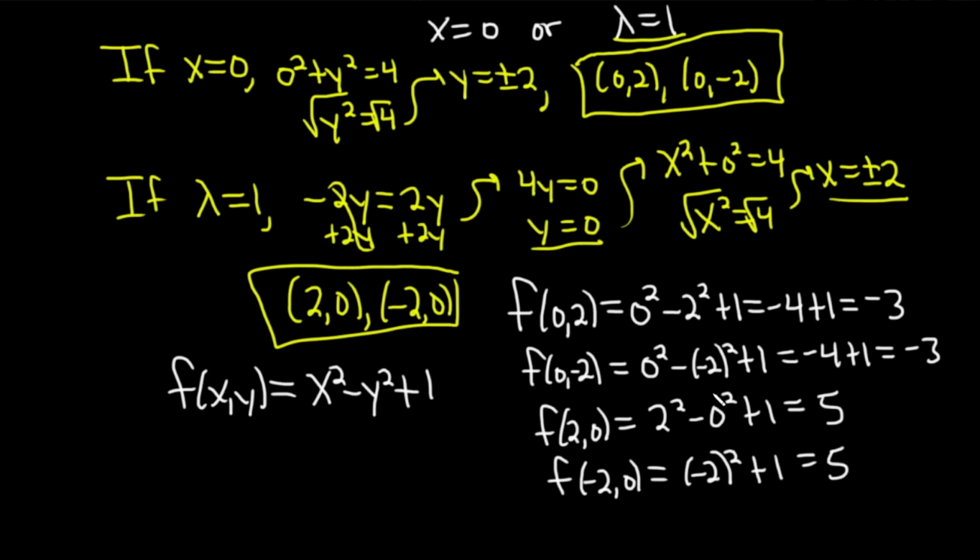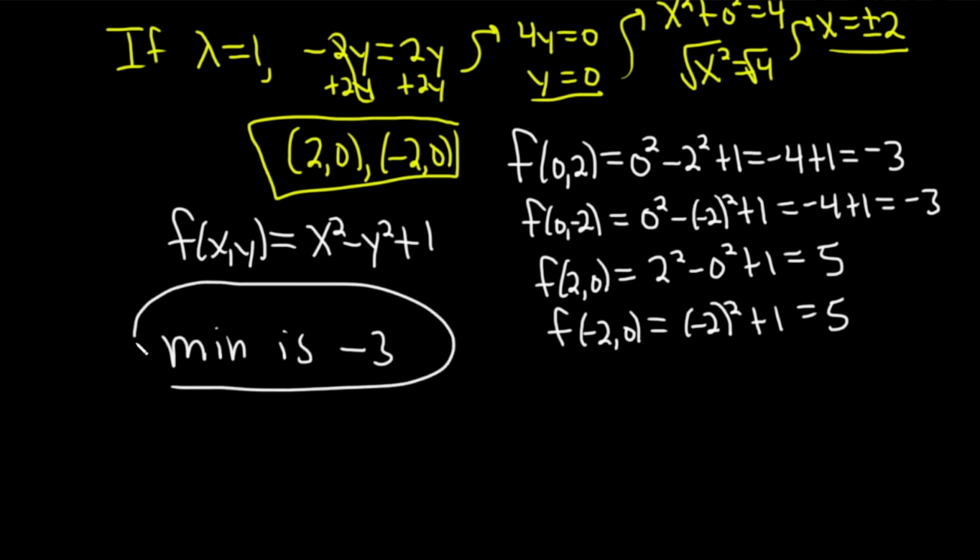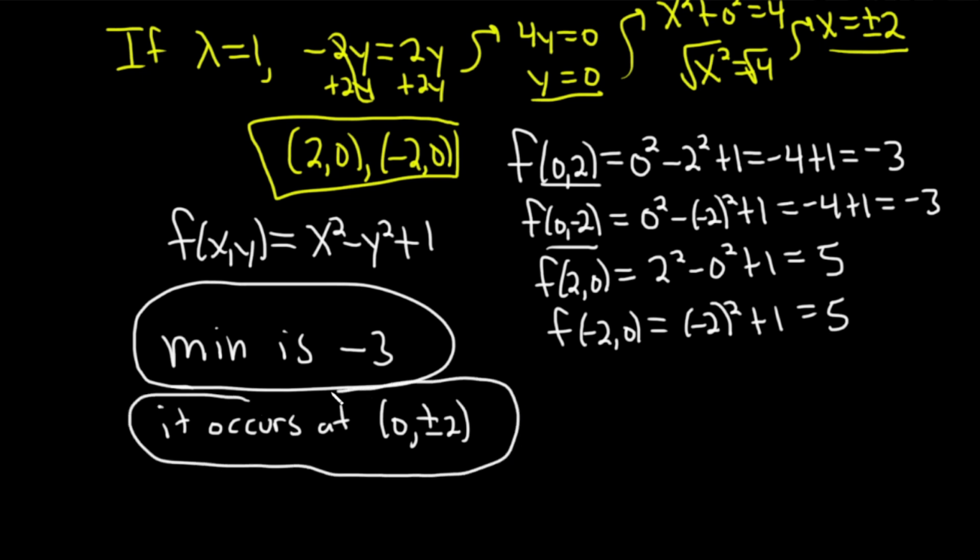So we have the answers now. Let's write them down. So we have that the min is the smallest number, negative 3. That's the minimum. And it occurs at two different places, (0, 2) and (0, -2). So at (0, plus or minus 2). Sometimes if you're taking a class and doing online homework, a lot of the online homework systems will want the ordered pair.